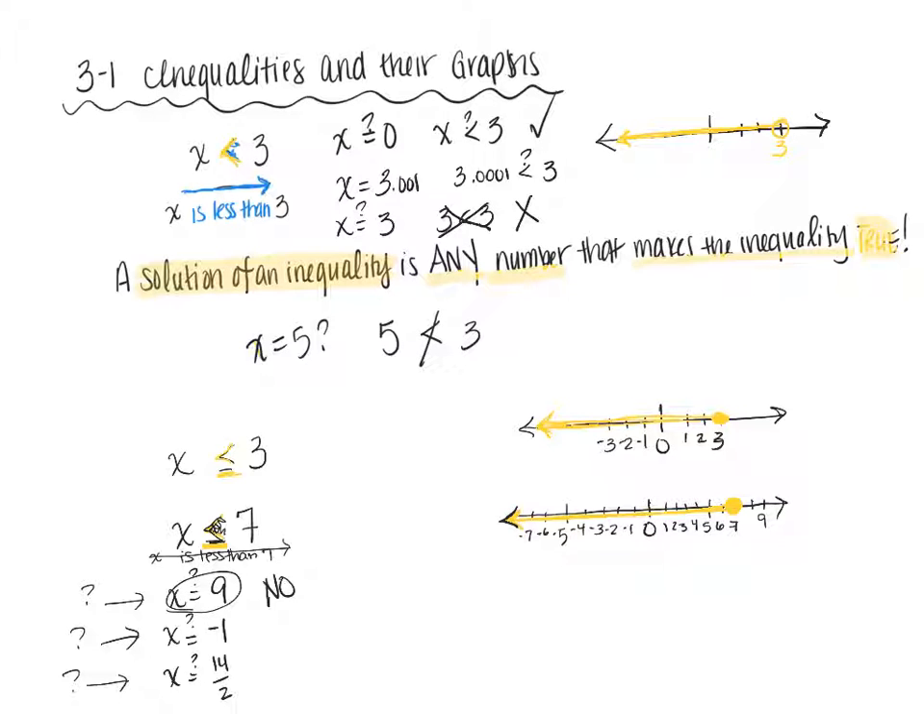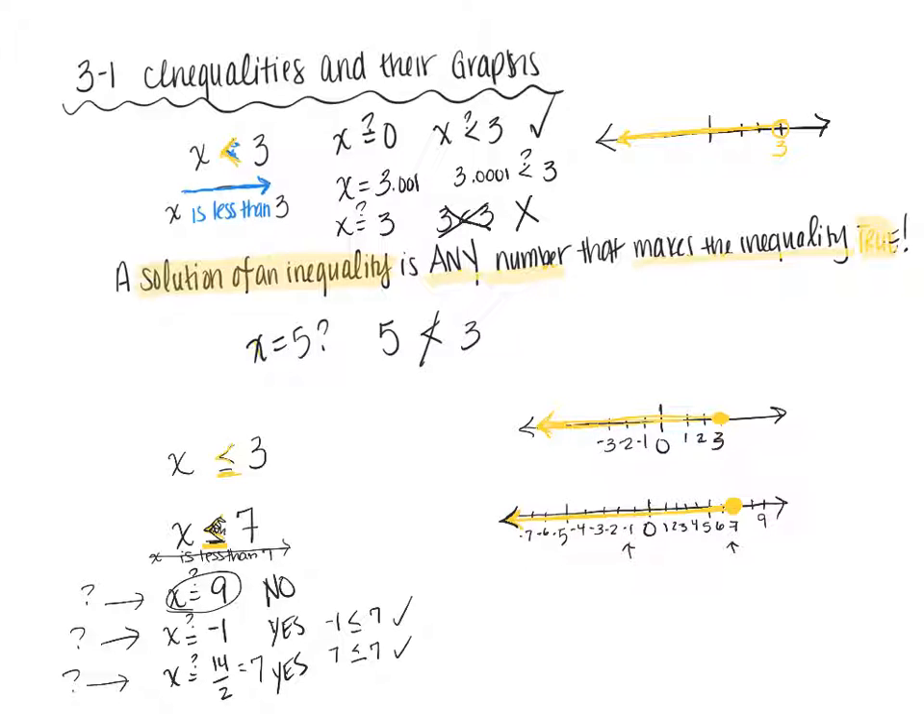X cannot be 9. Could x be -1? -1 is right here. Is it in my yellow? Why, yes it is. Is it true -1 is less than or equal to 7? Yes it is. Could x be 14/2? Well, what's 14/2? Oh, that equals 7. Is it true that 7 is less than or equal to 7? Yes, 7 equals 7. So this could be true too.